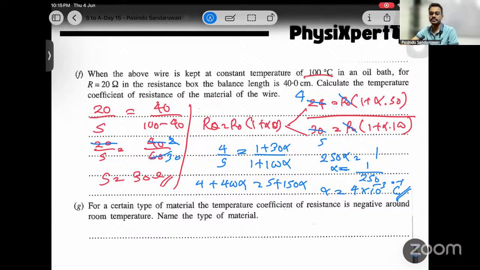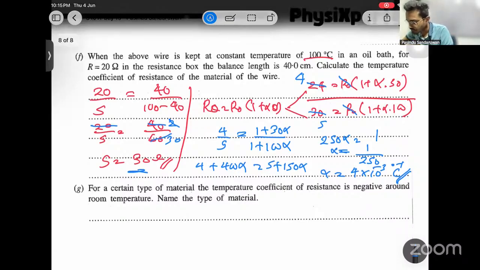Write it down. Look at the flow here: the resistance changed, not the resistance of the wire but the resistance box, at 100 degrees Celsius. Then using our same equation, first we can find the resistance of wire S at 100, that was 30. Then we have two different temperatures to apply our equation, R theta equals R naught times 1 plus alpha theta.